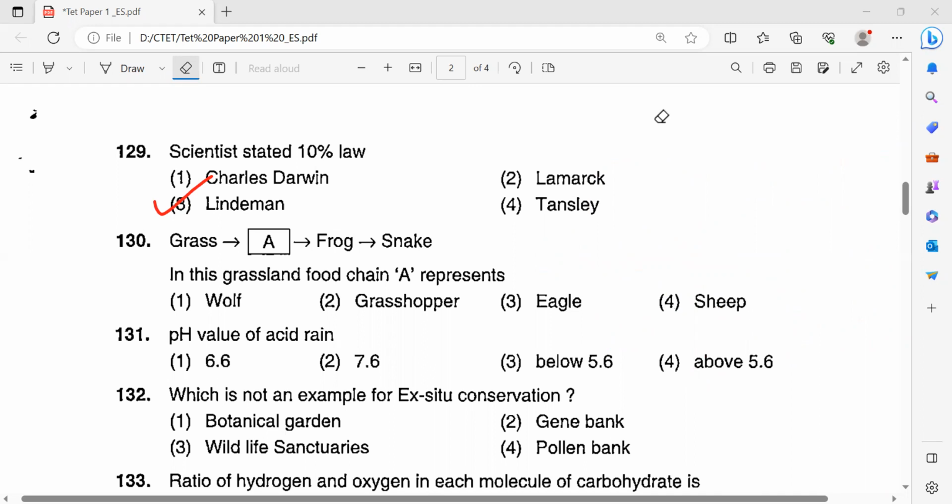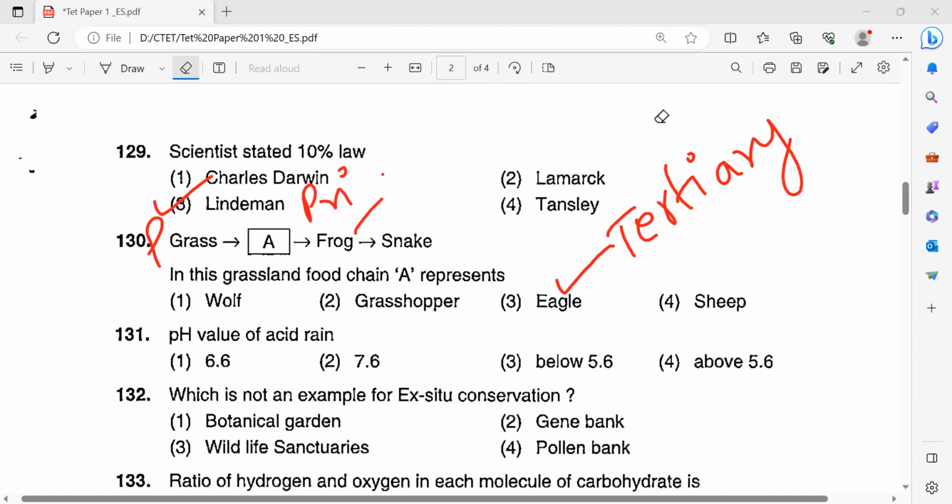130th question. The grassland food chain is given here. Here, what does A represent? The eagle will not come, as it comes under tertiary consumer. Here we have a producer, a primary consumer, a secondary consumer, and a tertiary consumer, so the eagle will not come here. This is wrong. Then the wolf: the wolf will not eat grass as it is a carnivore.